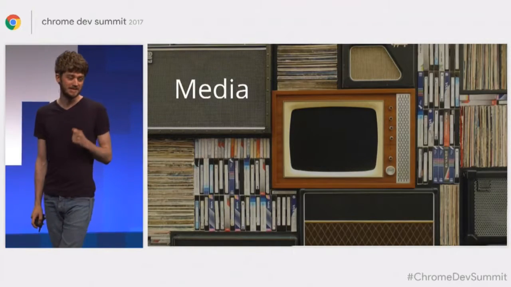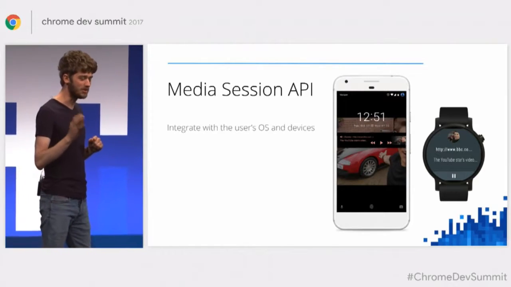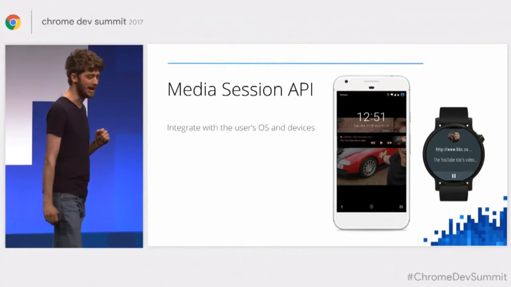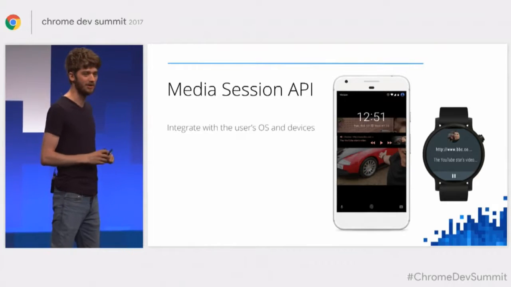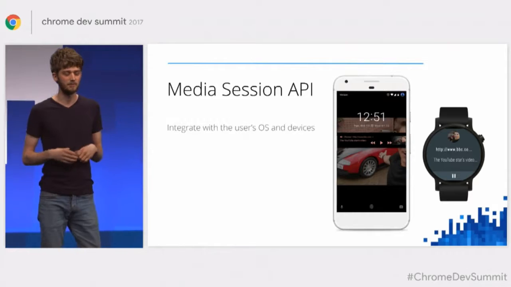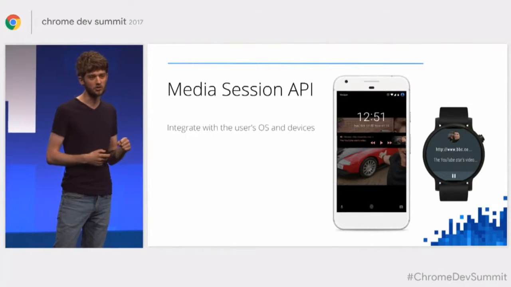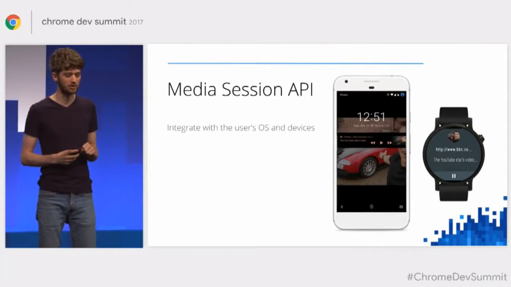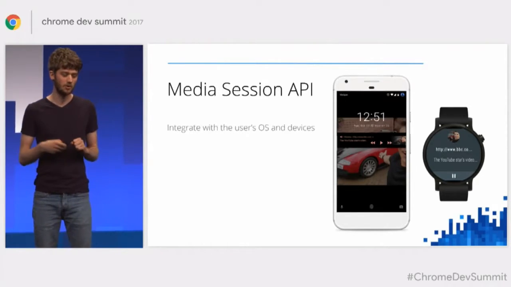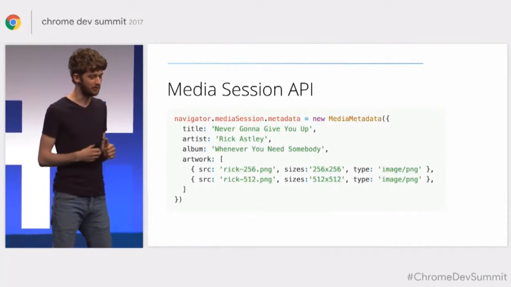So now I want to talk about media on the web. With the Media Sessions API, you can now integrate your media on the web with the user's operating system and devices. And here you can see that because I was playing some media content in the browser, I get this rich notification to control the playback on my Android device, and it comes across to my Android Wear device. Super simple to use.